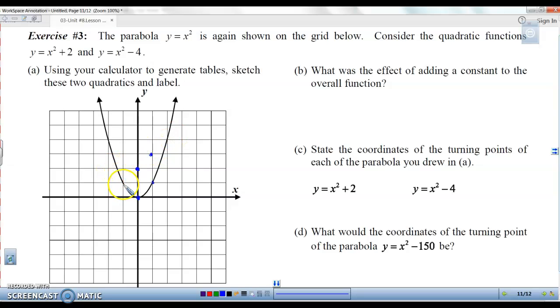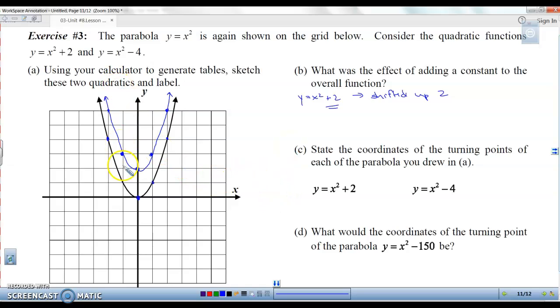All right, let me do it on the other side. This point right here, up 2, 1, 2, is right there. Oh, this is working quite nicely. From here, up 2, 1, 2, is right there. And from this point right here, up 2. All right, so I have created g of x equals x squared plus 2. So what was the overall effect of adding a constant to the function? Well, when we did y equals x squared plus 2, we shifted up 2. Now notice the plus 2 is right there, so that means we shifted up 2.